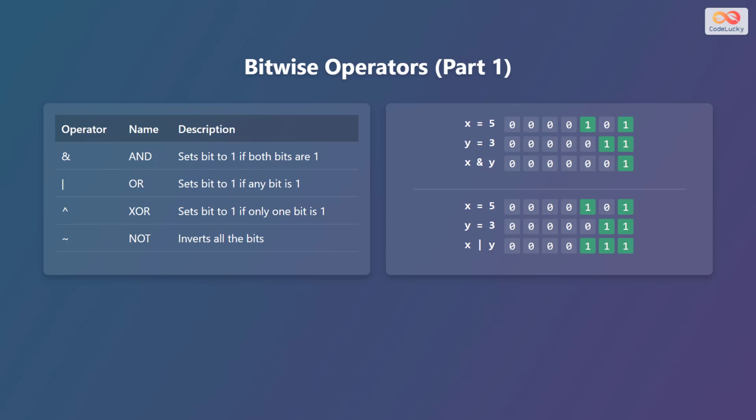On the right is a visualization of how the AND and OR operators work with binary representations of the numbers 5 and 3. For the AND operation, only the rightmost bit, which is 1 in both numbers, results in a 1 in the output. For the OR operation, all bits that are 1 in either number result in a 1 in the output.